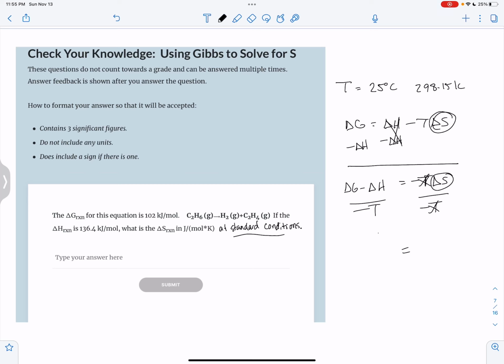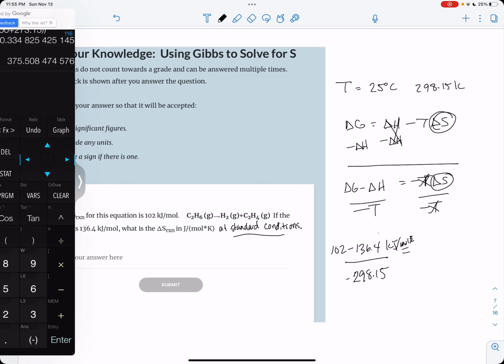So now all I've got to do is throw in my units, make sure those are consistent. So I have 102 minus 136.4. That whole thing is all going to be in kilojoules, just kilojoules. And then my temperature is that negative 298.15.